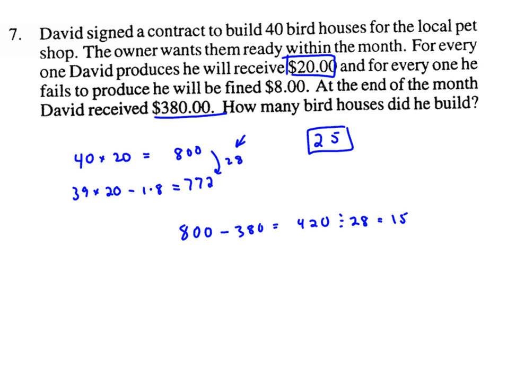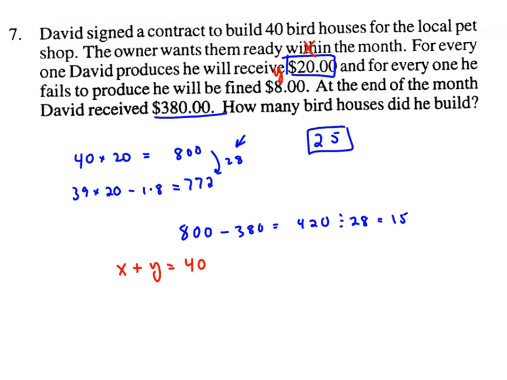Now, the other way you can do this is very algebraic. Let x be the number of birdhouses that he builds, and let y be the number he doesn't build. So we have two equations. The first one is, of the 40 birdhouses, he either builds them or doesn't build them, so x plus y has to equal 40.